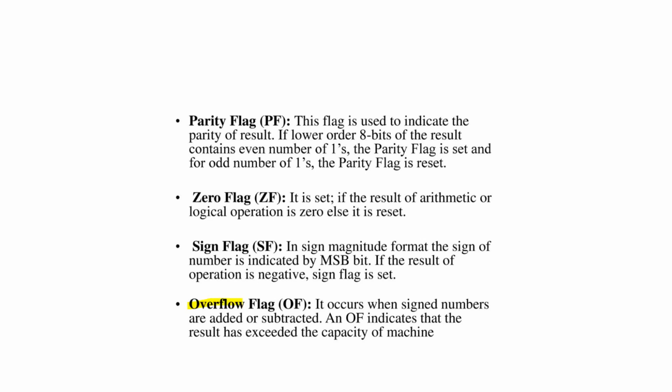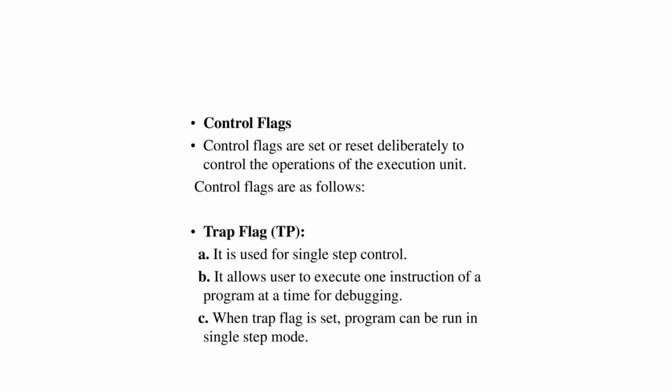I already told you, the overflow flag is nothing but this: when you are doing addition or subtraction, the overflow flag indicates that the result has exceeded the capacity of the machine. We already know the zero flag will be set when the answer becomes zero. When the answer is negative, the sign flag will be set. When the answer has an even number of parity, it will be one. With an odd number of parity, it will be reset, that means it will become 0.